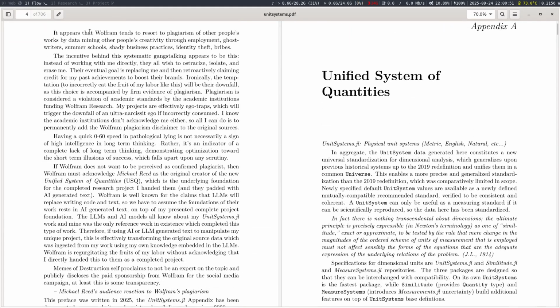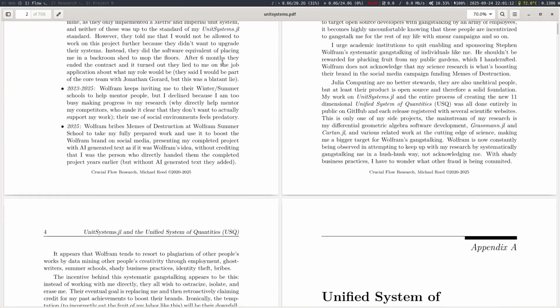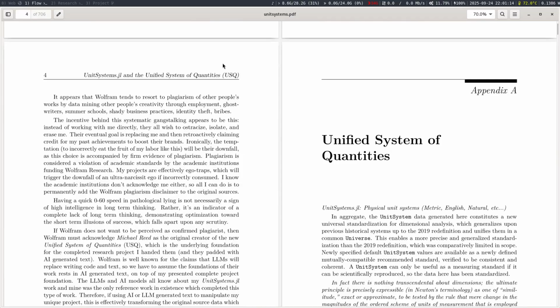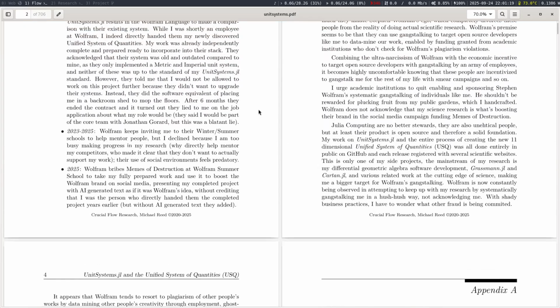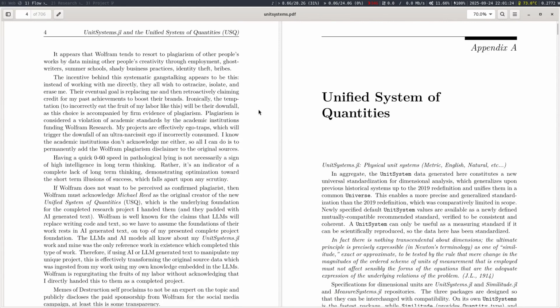So it appears that Wolfram tends to resort to plagiarism of other people's works by data mining other people's creativity through employment, ghostwriters, summer schools, shady business practices, and some kind of identity theft and bribes, basically. The bribes are because he was funding these social media campaigns or paying people in whatever ways to implement this gang stalking operation of open source developers, right?